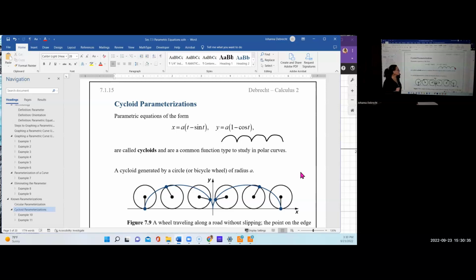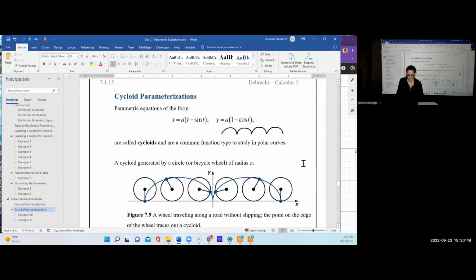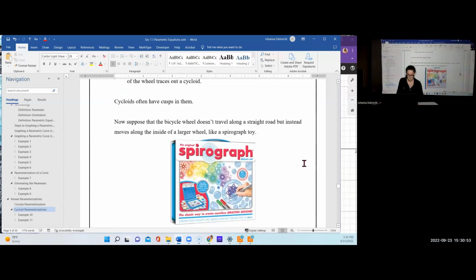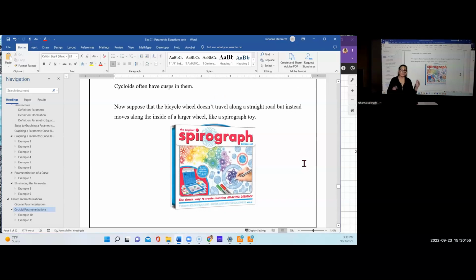So these are cycloids, and they have a known pattern to their equation, x equals a(t minus sine of t), y equals a(1 minus cosine of t). And when you do this, you're going to get a very cycloid shape. So it's generated by a circle or a bicycle wheel of radius a going along the edge. They often have cusps in them, which of course are those pointy parts in the graph.